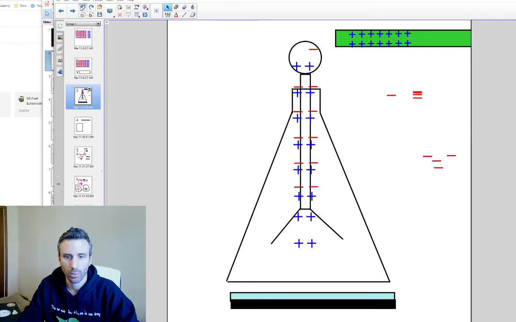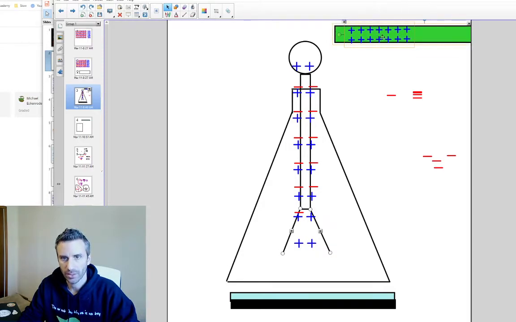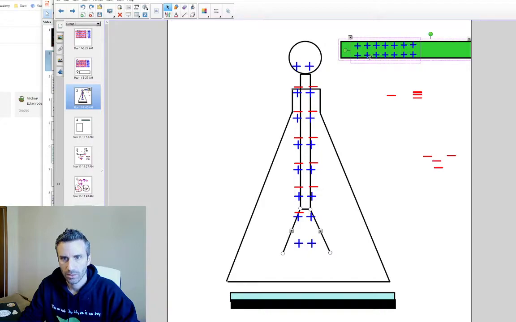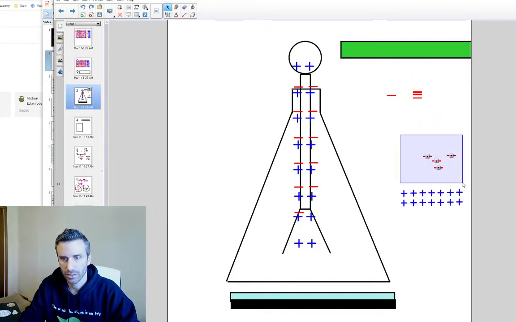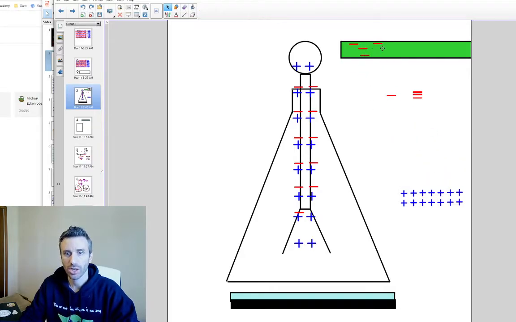However, what if you bring a negatively charged object? Okay, so let's do that. Let's make this object negatively charged. So let's bring these electrons over just to represent a negative charge.